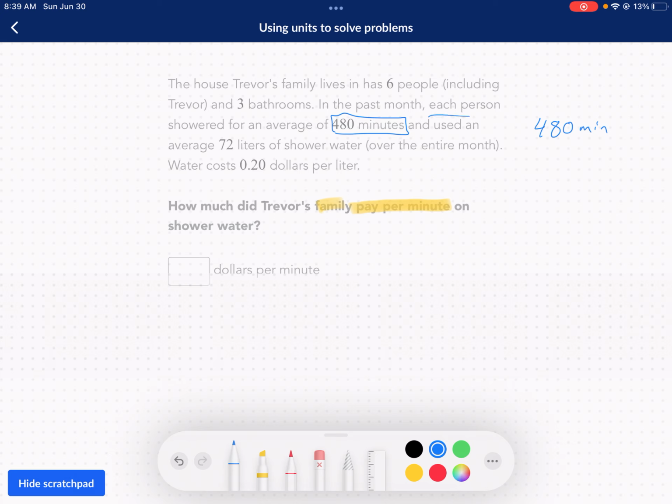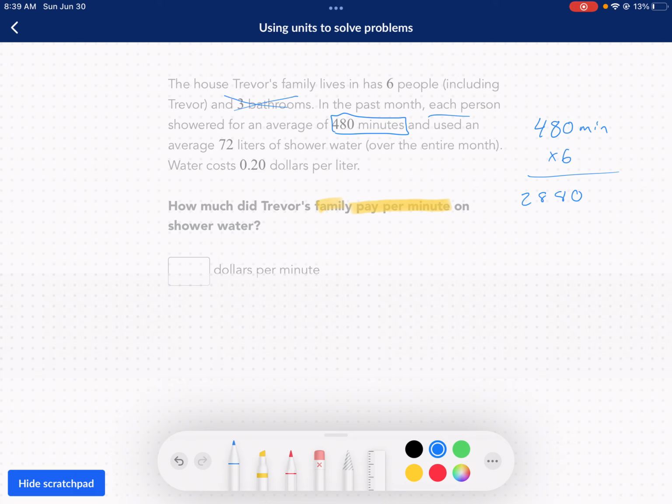Let's see, each person showered for an average of 480 minutes. So we need to multiply this by 6 for the total number of minutes. So we do 480 times 6, and that's including Trevor, so we get 2,880 total shower minutes. We don't care about the bathrooms. Number of bathrooms is irrelevant.